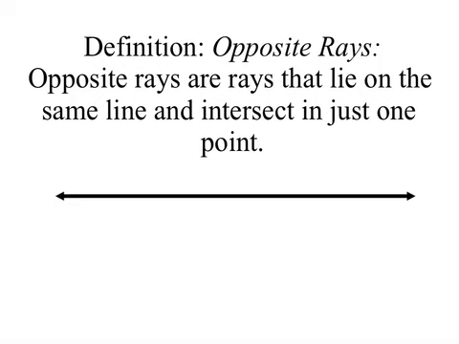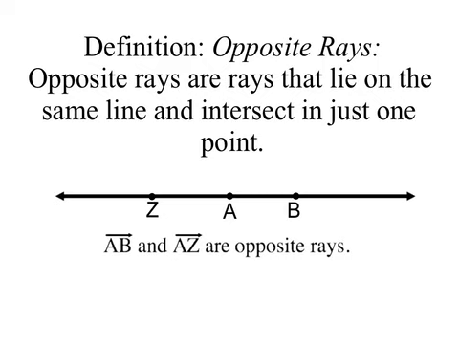So here's our line, here's our point. In order for two rays to be on that line that only intersect in one point, it turns out that point has to be the endpoint of each ray. So one of the rays starts at A and goes out to the right, so we can label that ray AB, and the other starts at A and goes to the left, and we can label that ray AZ. And we say that AB and AZ are opposite rays.